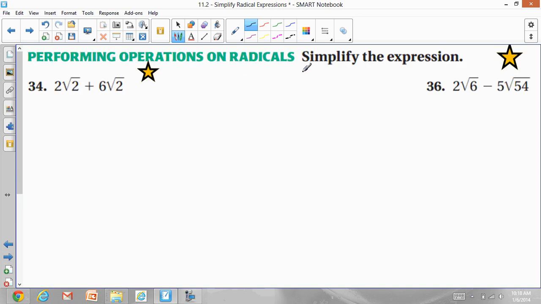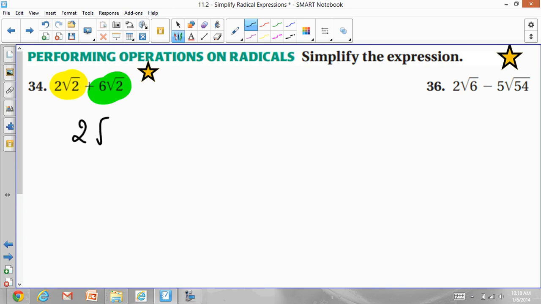Now, performing the operations on radicals, simplify the expression. Now this one is totally different. You have a plus, you have a minus. So if you have a plus and a minus, you cannot pull them inside a square root symbol. So one thing you have to do is treat this as separate and this as separate. So I'm going to highlight and show you. This is a totally different entity and this is a different entity. You cannot group them together.